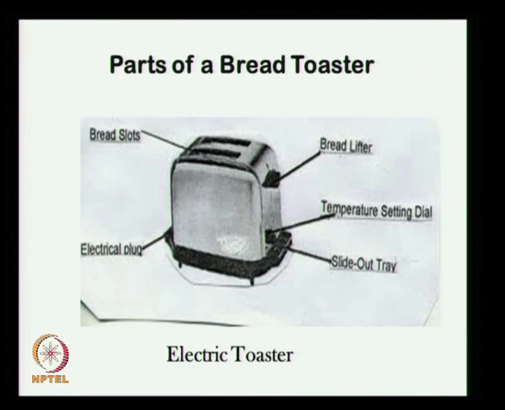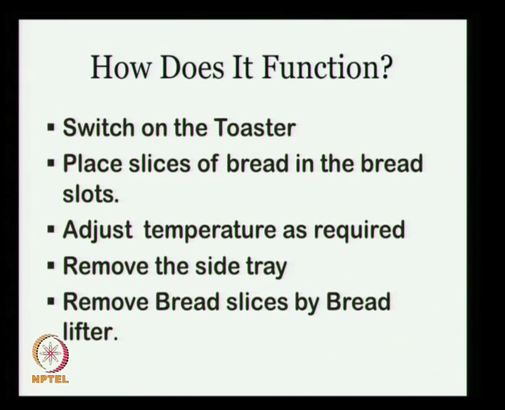The parts of the bread toaster are as shown in the slide. It has bread slots, an electric plug, a bread lifter, a temperature setting dial, and a slide out tray. Moving to the functionality, just switch on the toaster and place the slices of bread in the bread slots, and you can adjust the temperature as required. Just remove the side tray and you can remove the bread slices by using the bread lifter.